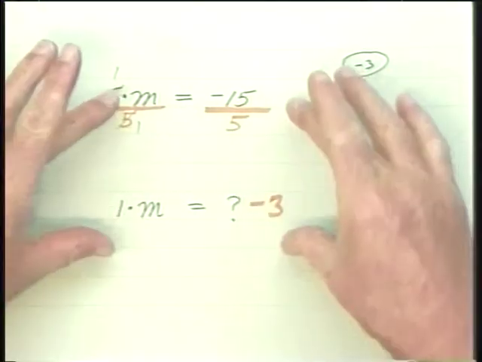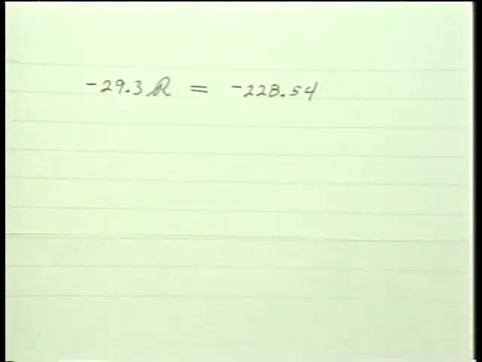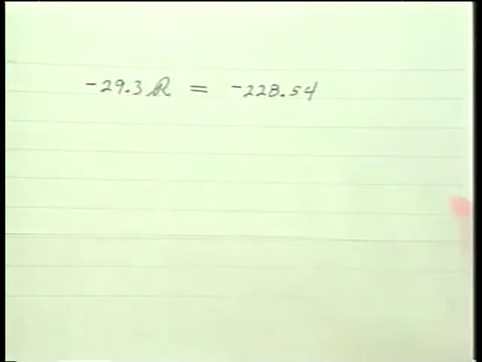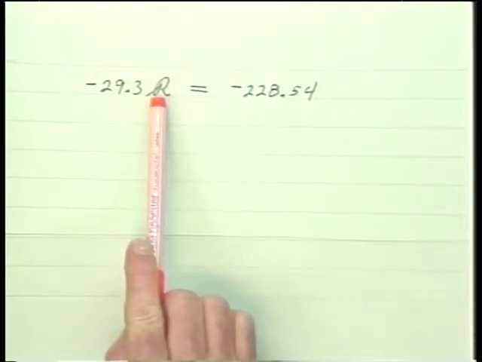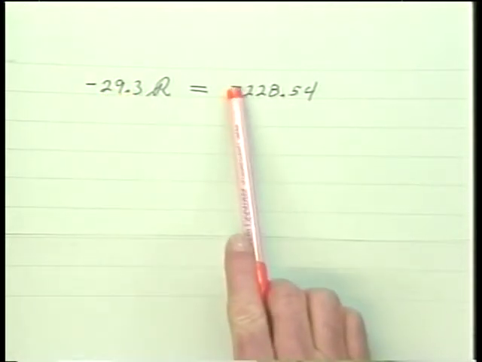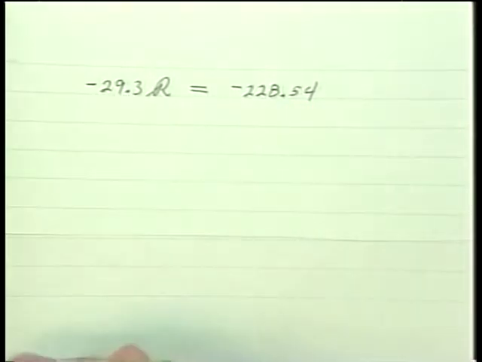The reason we want to focus on procedure is because of this. In more advanced applications, you seldom get simple numbers and simple coefficients. They're somewhat messy. And it's not quite so obvious what number, called r here, I can multiply by negative 29.3 and get negative 228.54. But the procedure still holds.